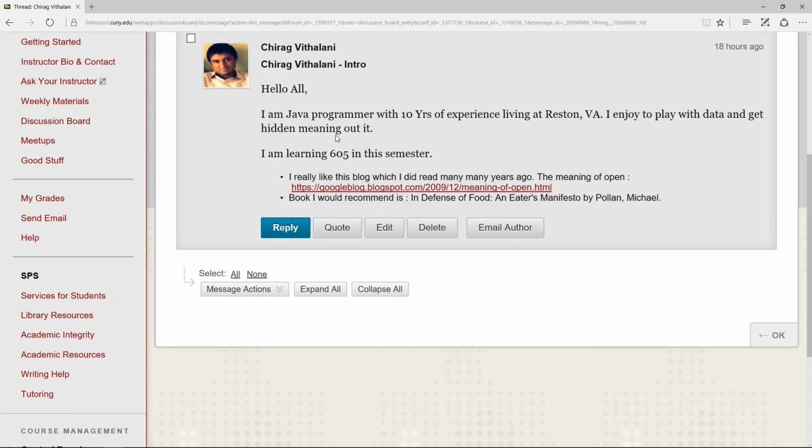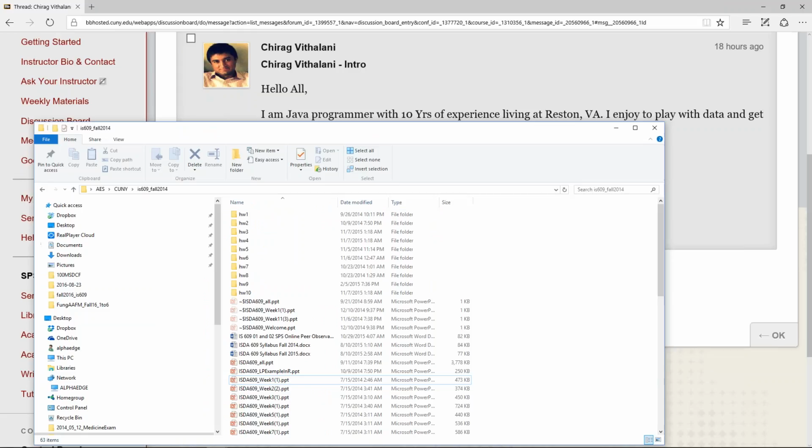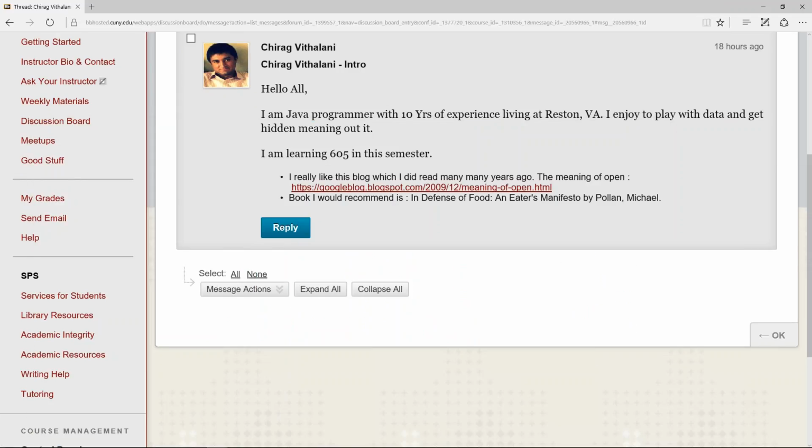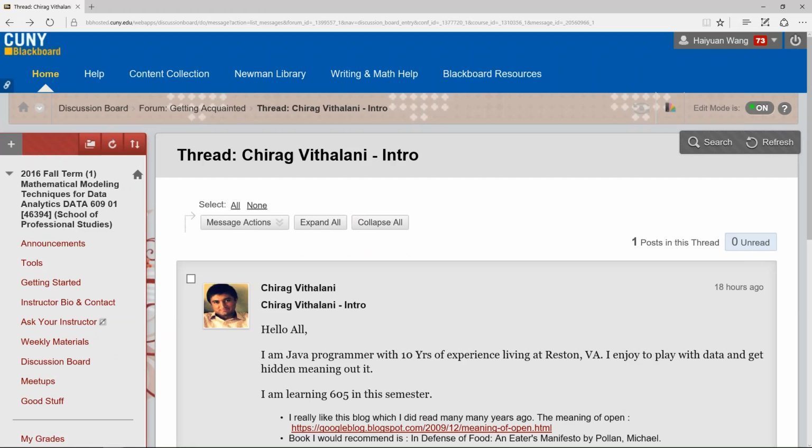So just want to mention that 605 is not as rigorous as 609, in the sense that you have to spend a lot of time for 609 because it happens to have more diverse topics and it covers a lot. So make sure that everybody in the class is on the same page, and be ready to spend more time on 609 for sure.